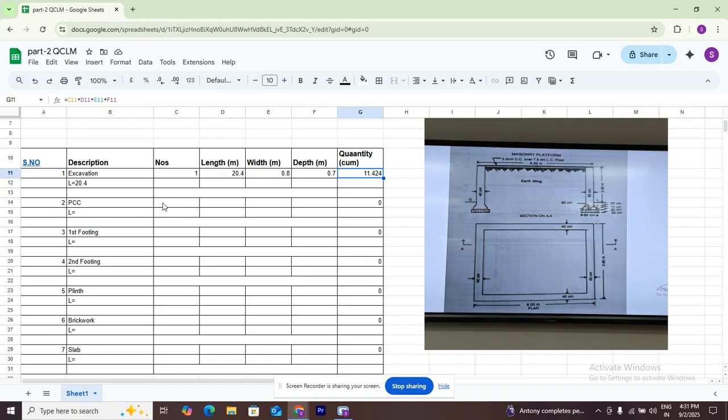PCC is also the same. The length will be the same. It remains the same, it will not change. Number of pieces is also one. We are calculating the center, that's why it is one only.